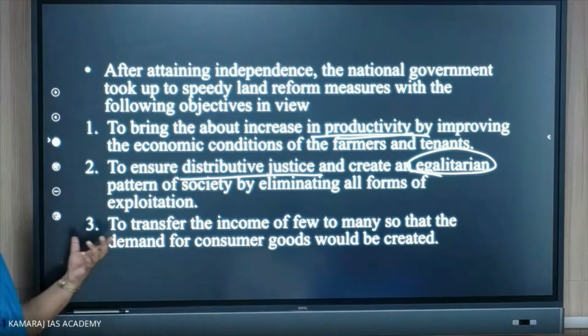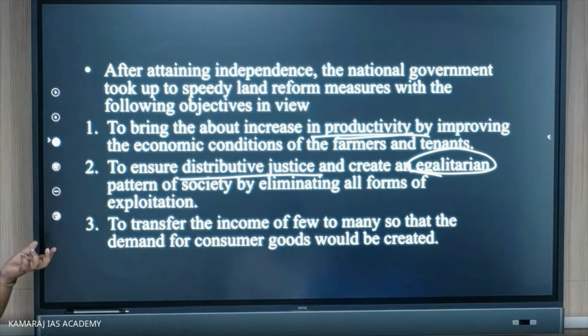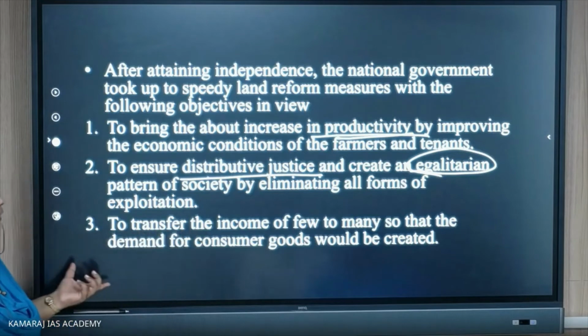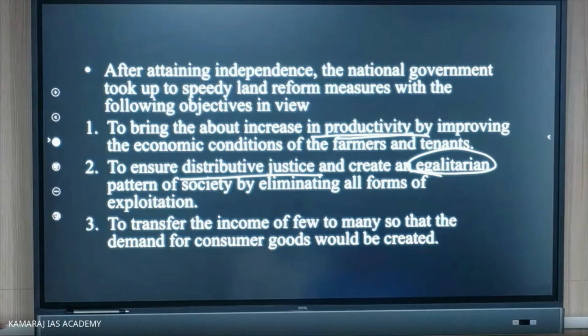Like exploitation, I told you earlier, zamindars had the upper hand, and also the Britishers, they used to exploit the farmers. So in independent India, the exploitation of farmers is the major thing here. And the third one, to transfer the income of few to many. So nothing but transferring from the rich landlords to the actual cultivating tenants, the land and the income.